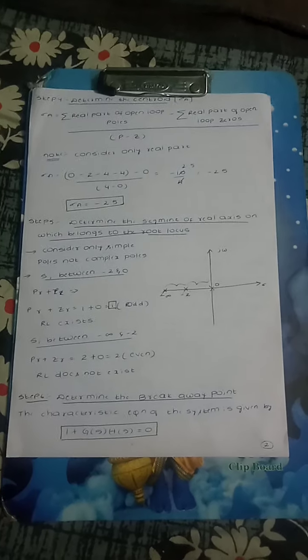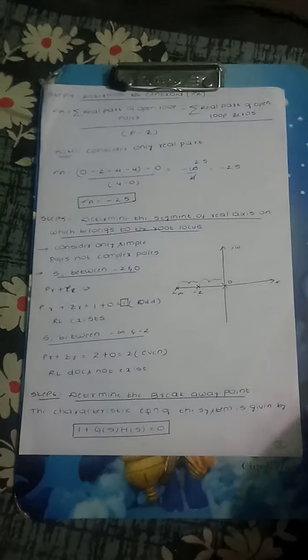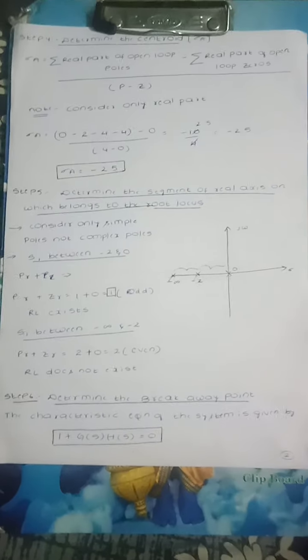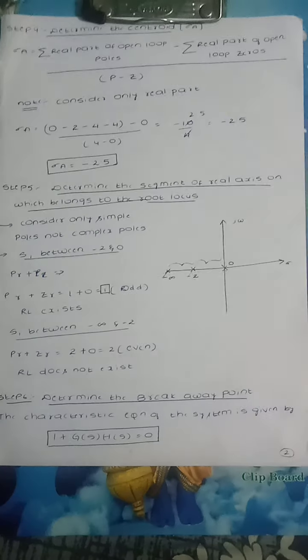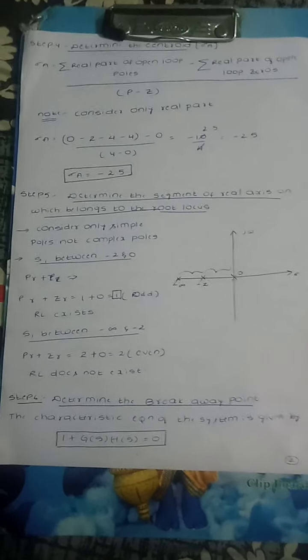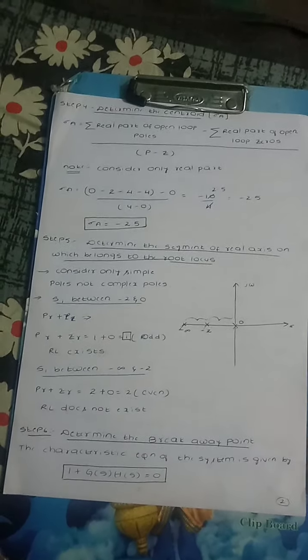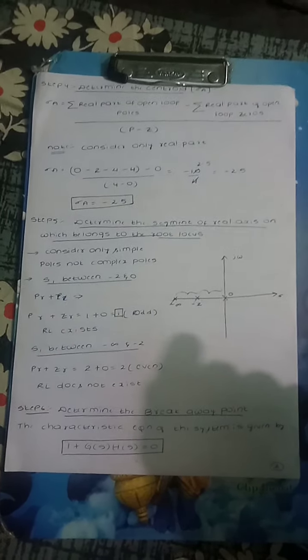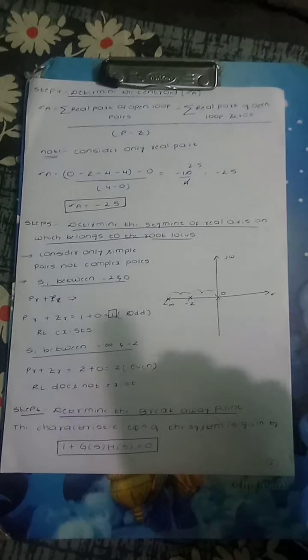After that, determine the segment of the real axis that belongs to the root locus plot. Consider only the simple poles, not the complex poles. Take 0 and minus 2, which ends at infinity. First, take the distance between minus 2 and 0. Take the number of poles on the right side. On the right side you have one pole, that is 0, and the number of zeros is 0. So 1 plus 0 is equal to 1, which is an odd number, so the root locus exists between minus 2 and 0.